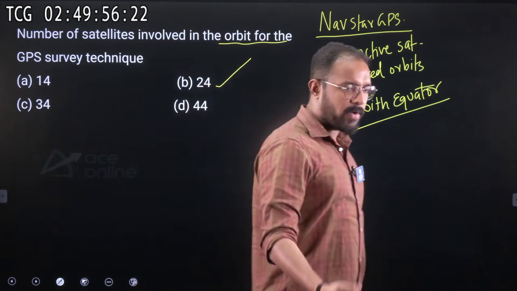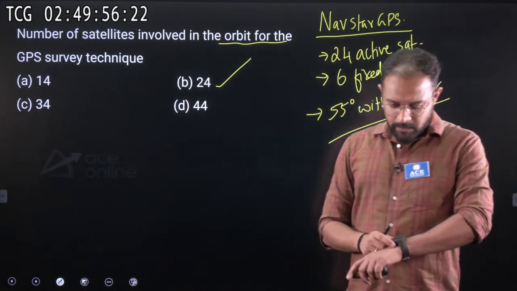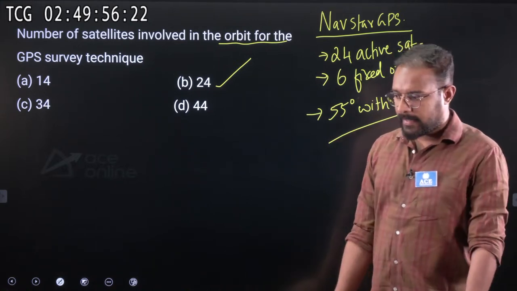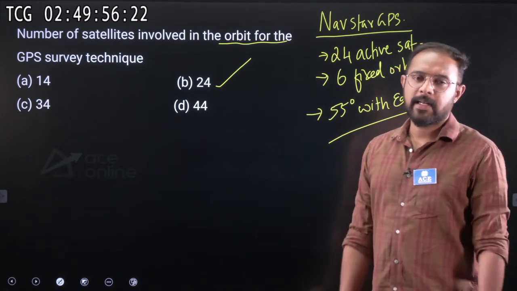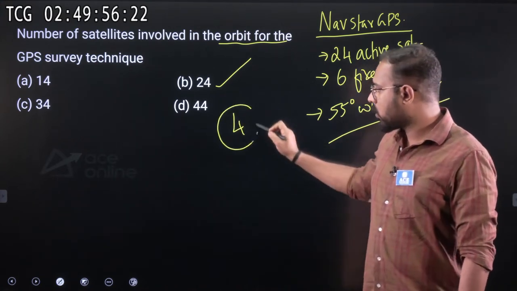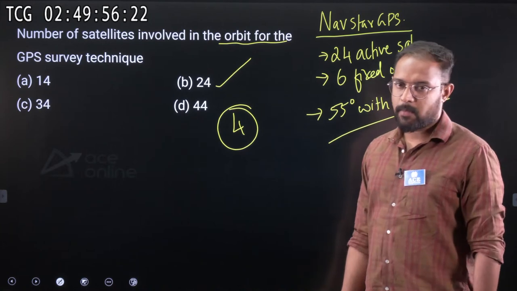So this is a question from GPS. Now, please remember, there is one very important question they ask from GPS. What is the minimum number of satellite connections required for good GPS work? It is 4. Please remember.